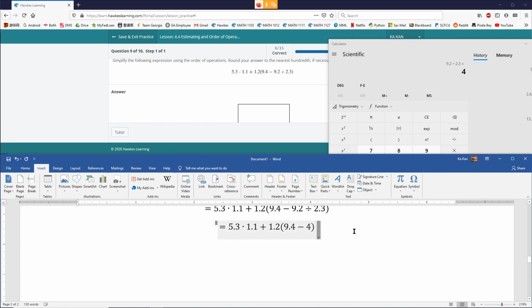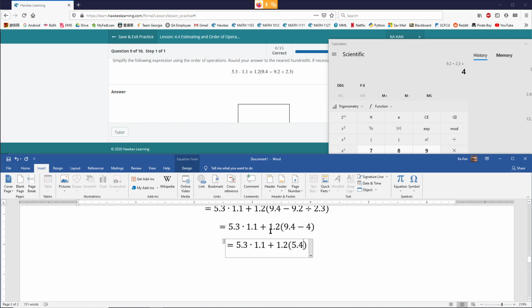So now let me see. Now if this is 4, then 9.4 minus 4 is not 9, right? 9.4 minus 4 is like $9.40 take away $9. That'll be 5.4, right? So this one is not too bad.